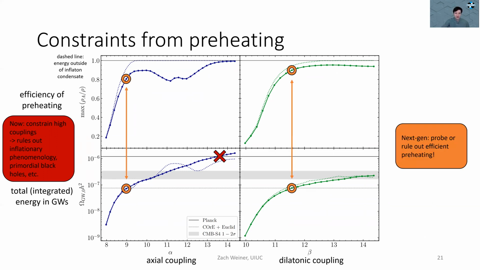And the next generation may even be able to rule out the entire regime in which this model efficiently preheated the universe, efficiently depleted the inflaton of the energy density at the end of inflation. So it's rather amazing that this physics at such an early time, such a tiny fraction of a second, on the smallest of length scales, provides the strongest constraints on these models, and that was a really exciting result for us.